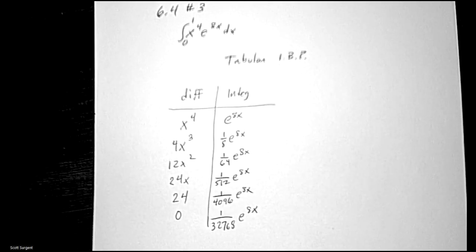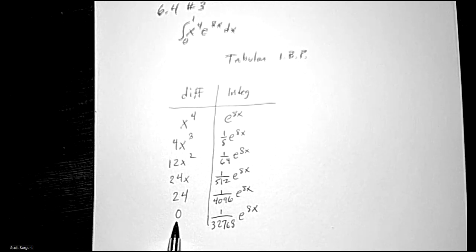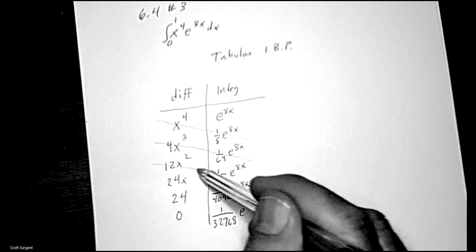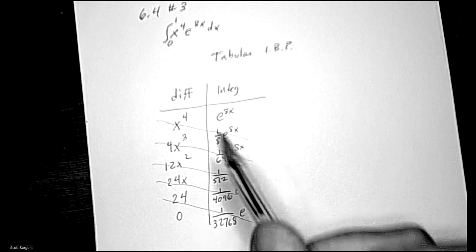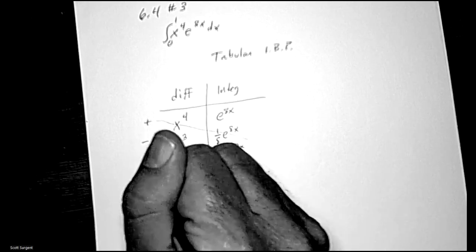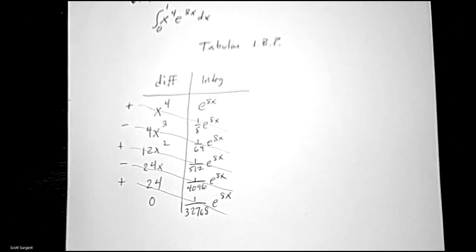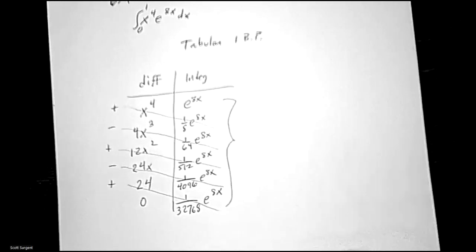All right, so far so good. Any questions? Now it's important that you take it down to zero. The reason you need to take it down to zero is that it tells you when to stop on the right side. Then you're going to do little diagonals like this, and multiply. You're going to alternate the signs like that.